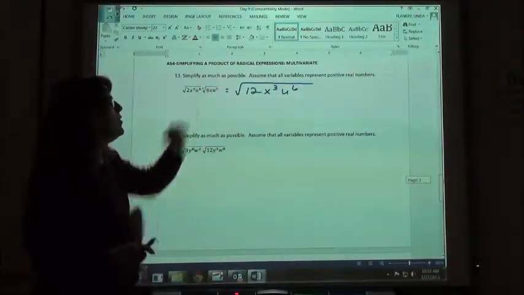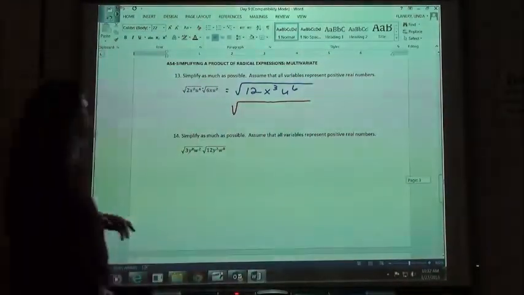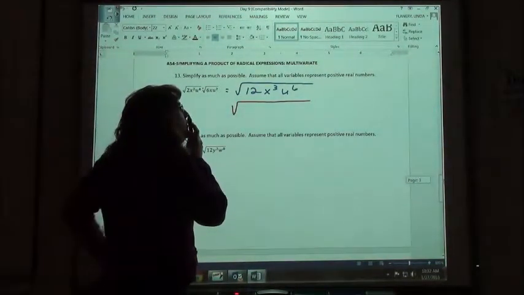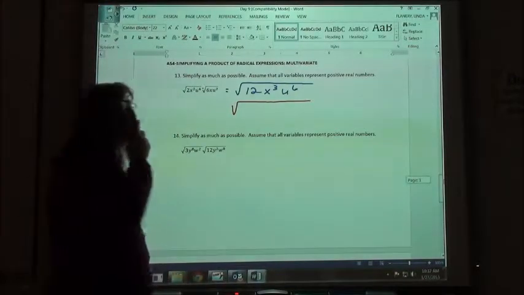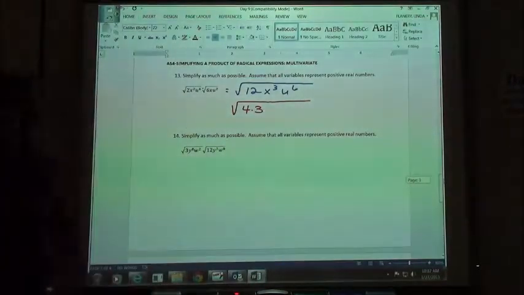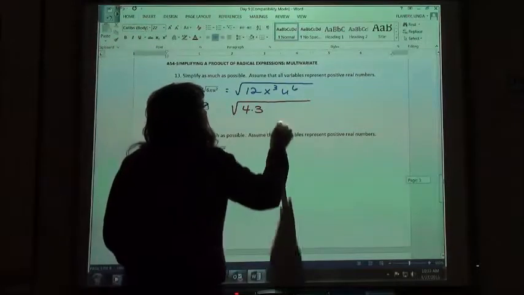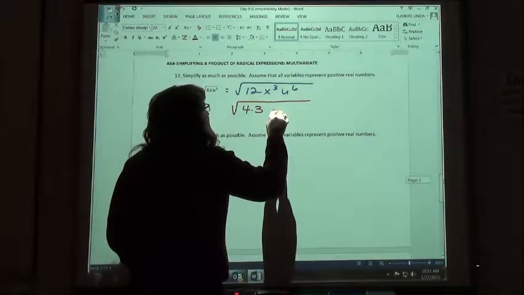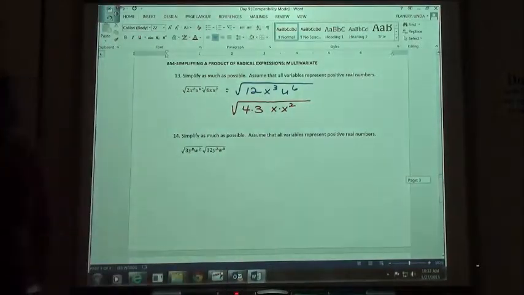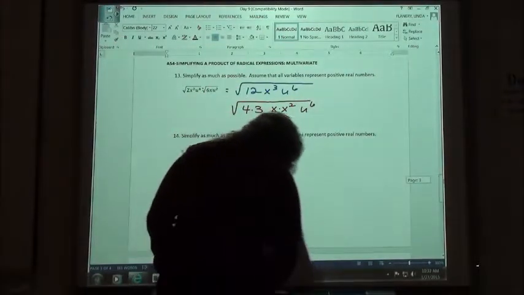I want to do the square root of that, so now I'm going to do my simplification and try to factor those things out. 12 is not a perfect square, so I'm going to factor that into 4 and 3. X cubed is not a perfect square because it has an odd exponent, so I'm going to factor that in too. X times x cubed. X times x to the second. And then the u to the sixth is a perfect square, so we're going to leave that one alone so that we can take out our square roots.